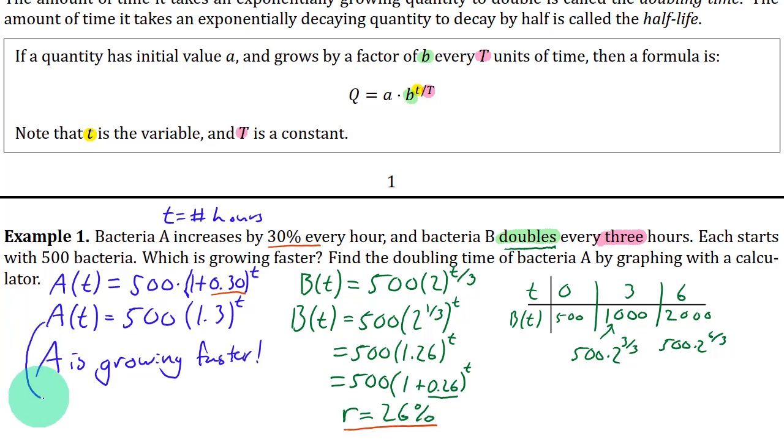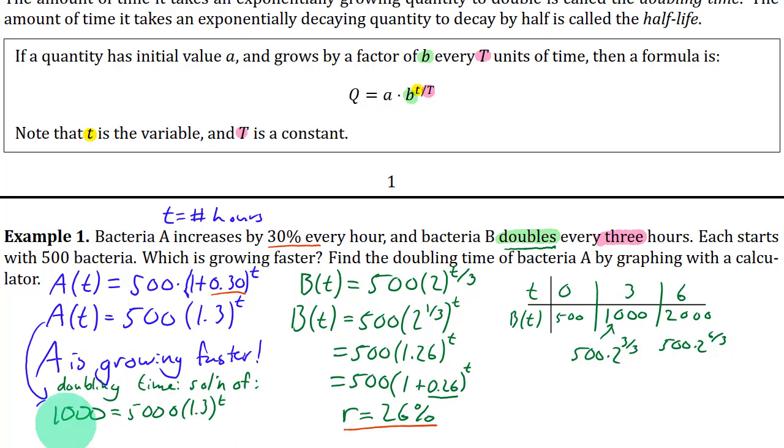So before I actually do this, I just want to write out the equation we're trying to solve. So the doubling time is the solution of this equation here. 1,000 equals 500 times 1.3 to the power t.